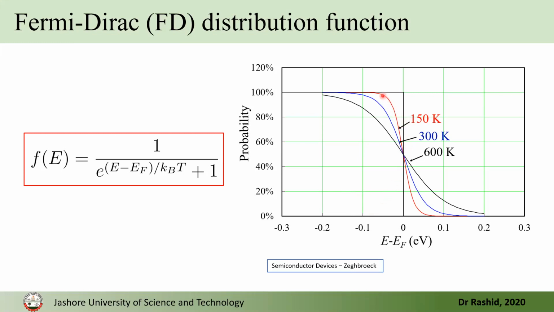This red line is at 150 Kelvin. At 300 Kelvin, you can see the line bends even more. At 600 Kelvin, it is even more. So this region, which we call the tail region of the Fermi-Dirac distribution function, gives us the number of carriers in the conduction band at a certain temperature.